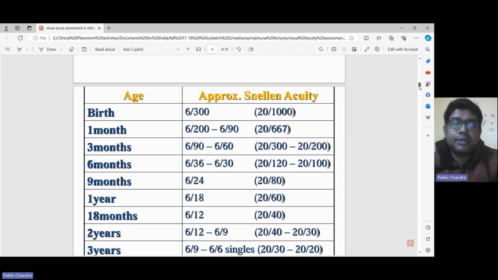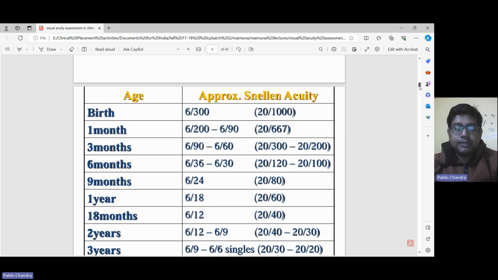In the next 3 months, that is 6 months, it normally goes to 6 by 36 to 6 by 30, that is 20 by 120 to 20 by 100. In 9 months the visual acuity goes to 6 by 24, that is 20 by 80. In 1 year it goes to 6 by 18, 20 by 60. In 18 months the normal visual acuity comes to 6 by 12, that is 20 by 40.